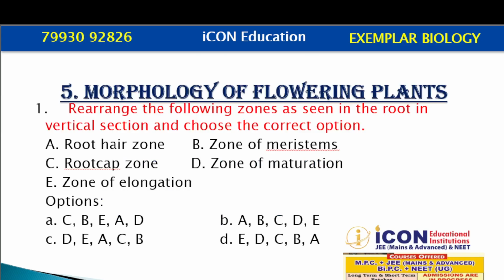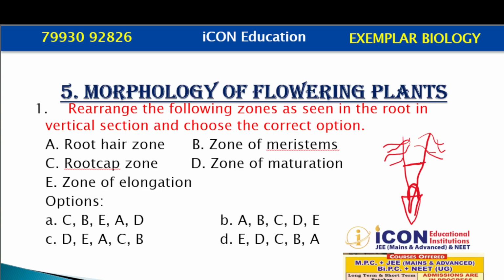Question number 1. Rearrange the following zones as seen in the root in the vertical section and choose the correct option. So, we have to arrange the root. This is the root cap, region of meristematic activity, then region of elongation, then region of maturation, which is having root hairs. Okay. So, this is the vertical section of the root.